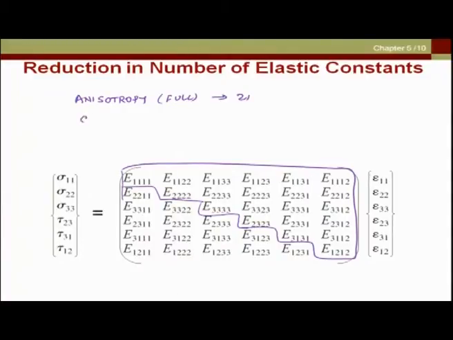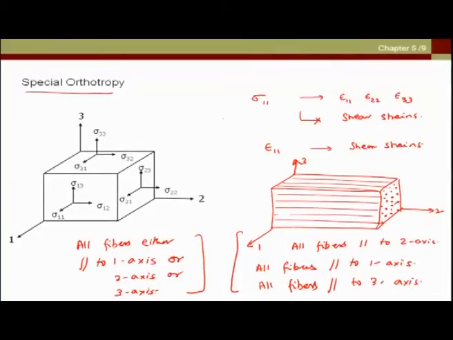Now, if it is especially orthotropic, what will happen? What is especially orthotropic? It is a material where fibers run parallel to the one axis, two axis, three axis, or all of them simultaneously, but not at some other angle. It is not that some fibers are at 45 degrees to the two axis; they are either at 0 or at 90 degrees. Those are the only two options available.